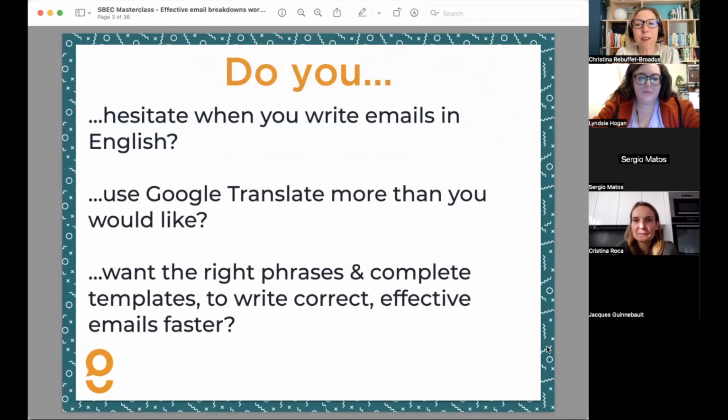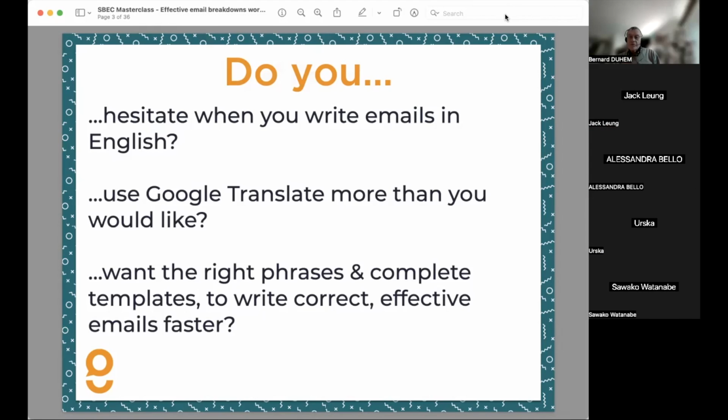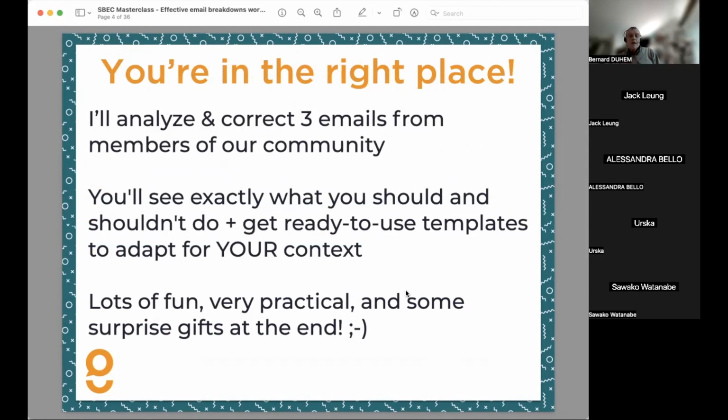Anyway, if you hesitate when you write emails in English, like you're just asking your questions, you're not sure, maybe you're using Google Translate a little more than you would like to. Google Translate is a great tool. I use it for things, but sometimes we don't want to be dependent on it and we want to be more autonomous, let's say. Or if you just want to know what the correct phrases are, you want some templates or models to help you to write correct, effective emails faster, then you're in the right place.